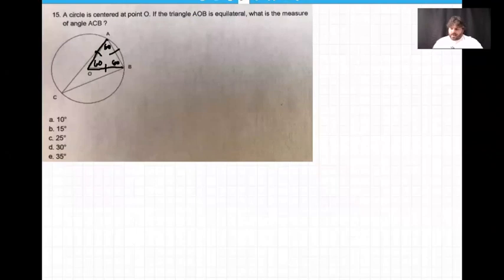What's the measure of angle ACB? So the measure of this angle should be half of that, which is 30 degrees. So kind of a straightforward problem if you just realize that, oh, being 60 means that I cut it in half when I go back to the inscribed angle.